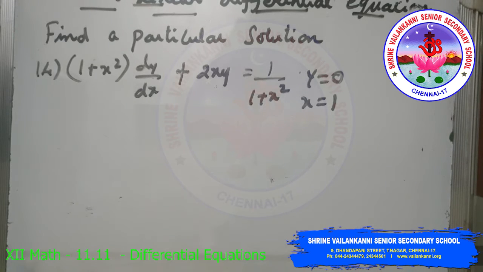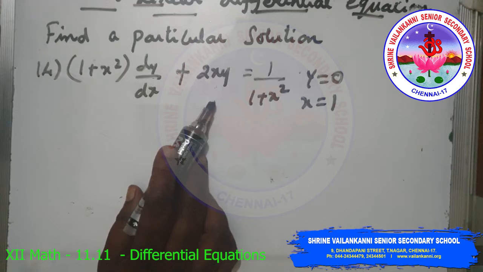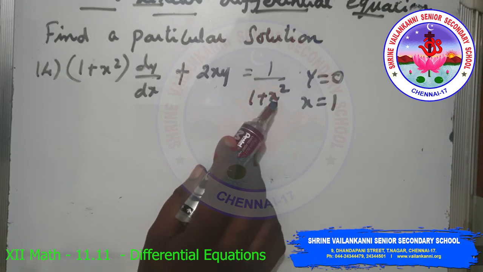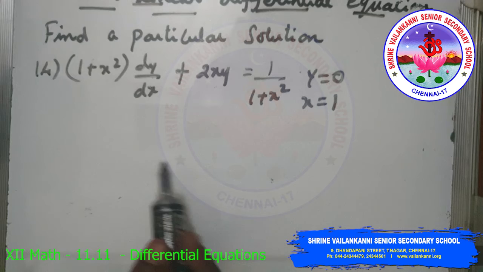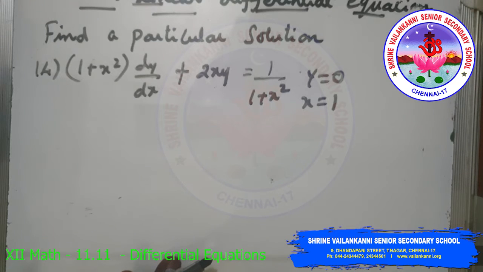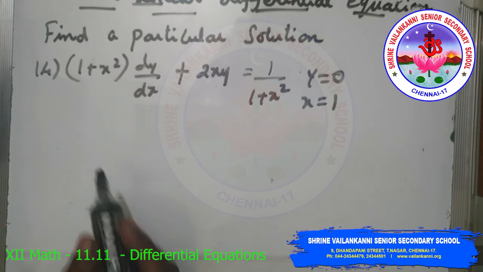14th one: (1 + x square) dy/dx + 2xy = 1 by (1 + x square), given y = 0 when x = 1. So we have to write this equation in the form dy/dx + Py = Q, the same way, and then substitute the values of y and x to get the value of c, writing the equation in terms of y.